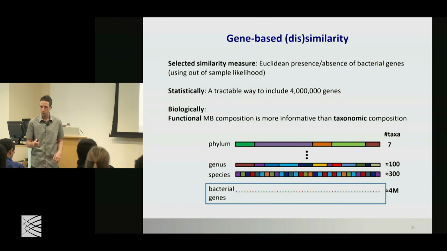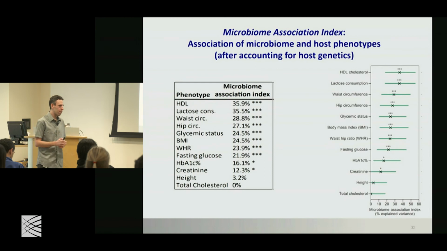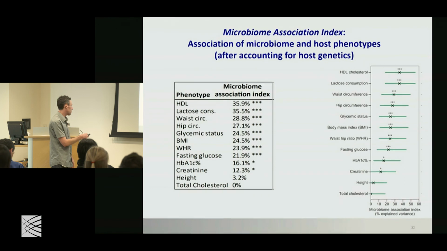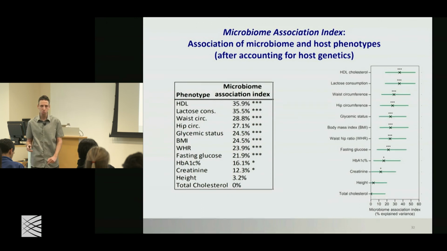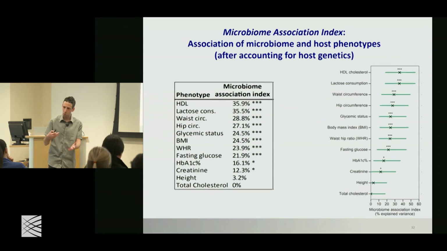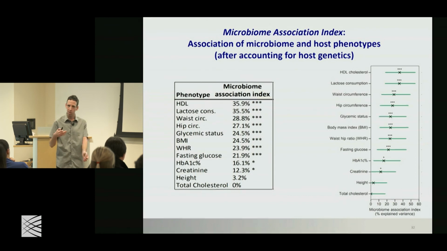We didn't expect that. All right, so now you know everything we need to know about how to compute the microbiome association index. We went ahead and estimated it for 12 phenotypes: HDL cholesterol, lactose consumption, waist and hip circumference, glycemic status, BMI, waist-hip ratio, fasting glucose, HbA1c%, creatinine, height, and total cholesterol. Why did we choose these 12 phenotypes? Because we had genetic summary statistics available for them. We had many other phenotypes, but without genetic summary statistics we couldn't compute the polygenic risk scores, and so we couldn't tease apart genetics from gut microbiome effects.